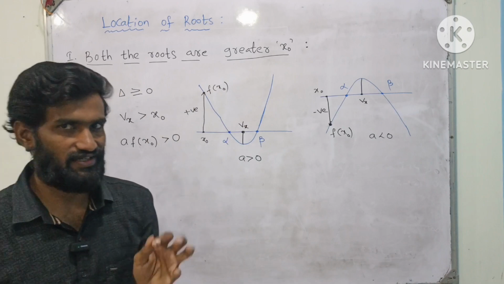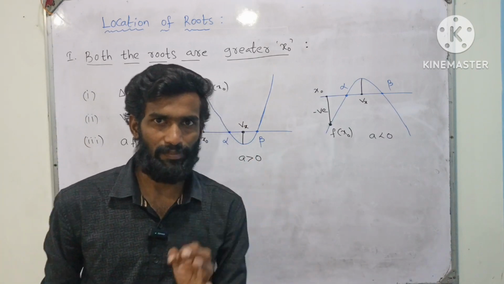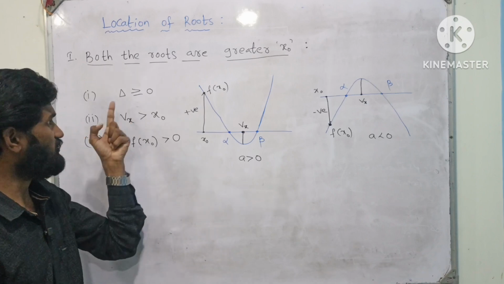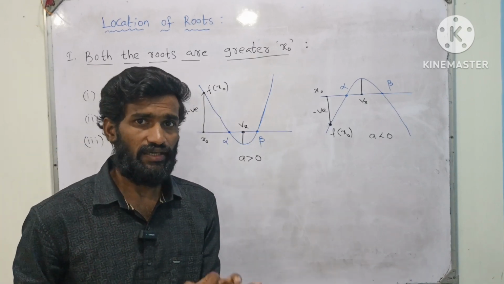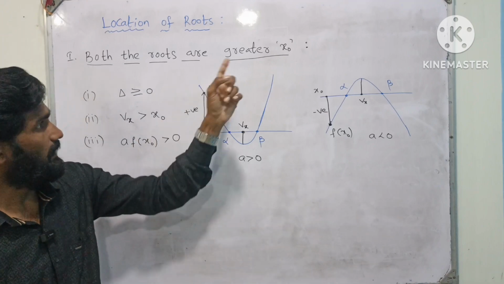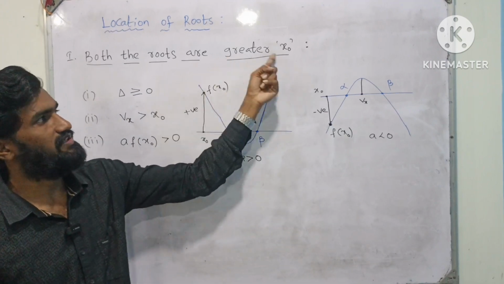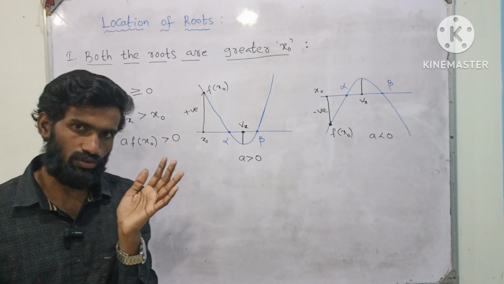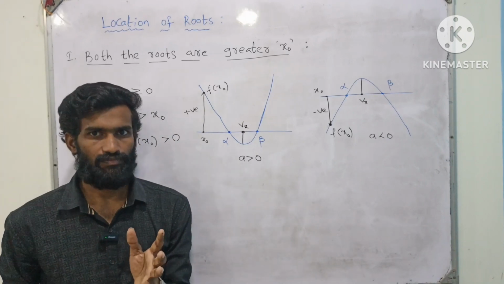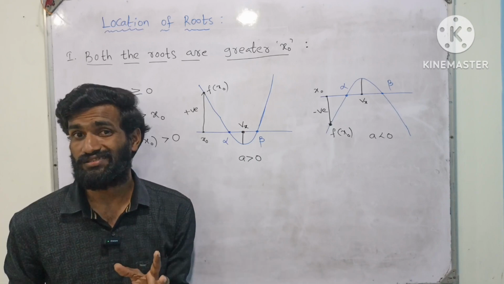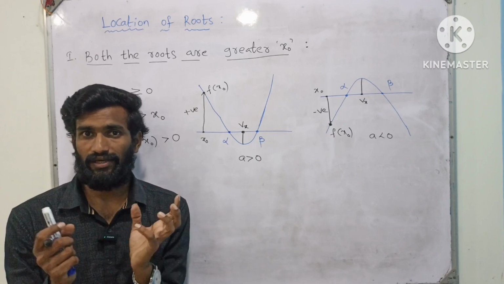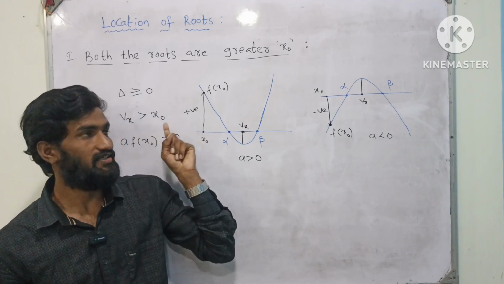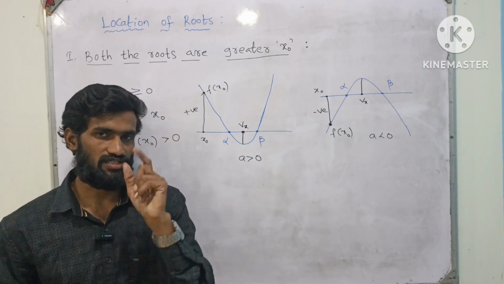Both the roots are greater than some x naught. Again I am repeating, observe here. The first condition we need to take is discriminant greater than or equal to 0, because if I want to compare roots with some x naught, the roots should be there. So we have to take the real roots only. We don't have to take the complex roots. That's why we considered discriminant greater than or equal to 0, the first condition.